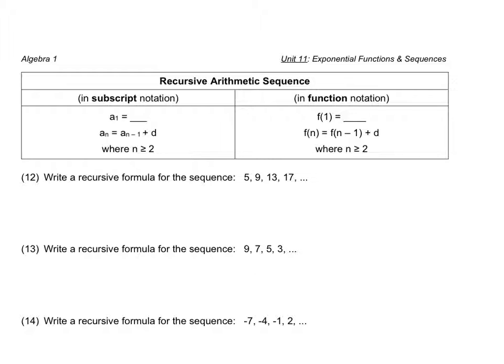So my recursive formula is going to be a sub 1. What's my start? 5. And a sub n is equal to a sub n minus 1 plus, what's the change from point to point? 4, where n is greater than or equal to 2.